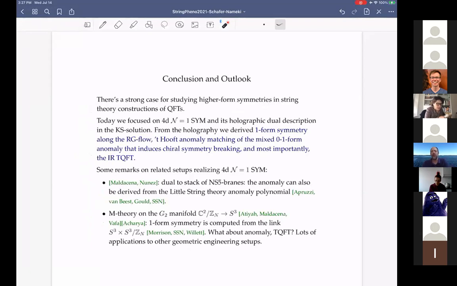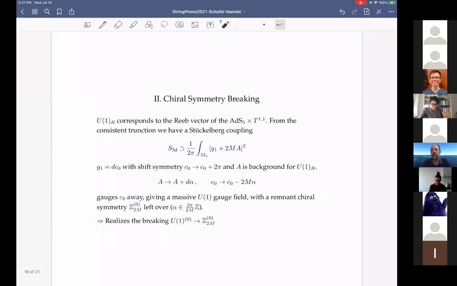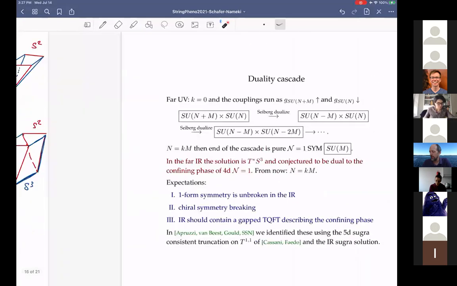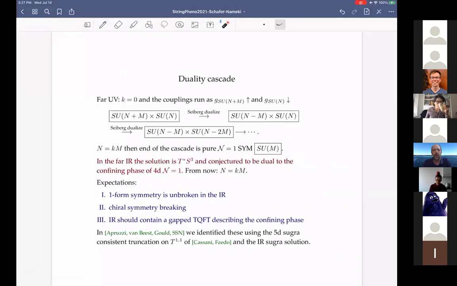So I have a question, Sakura. When you talk about this duality cascade, where when you have capital N equals K capital M, you get the one-form symmetry and this dual. If you had something that was very close to that, like if N and M were very large, but N was equal to KM plus 1, then would you have a one-form symmetry that was just slightly broken? So N is equal to KM plus 1. Right, and still at the end of the cascade, you don't actually get pure super Yang-Mills, right? So the GCD in this case will be trivial, I think.